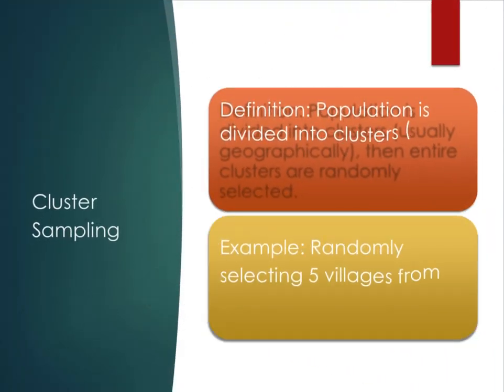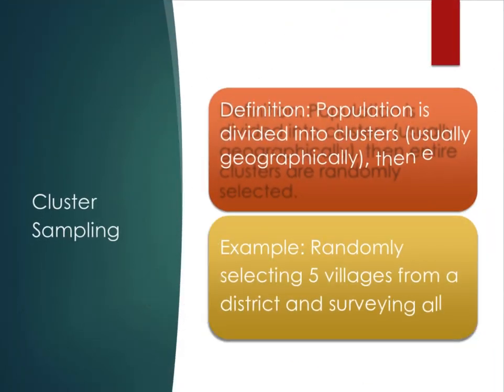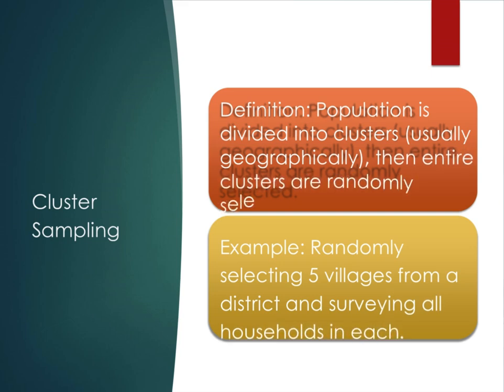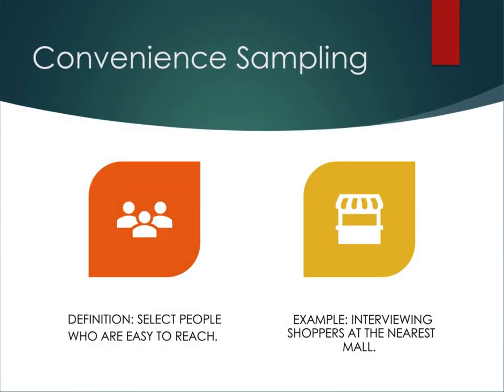Cluster sampling divides the population into clusters, often by geography. Whole clusters are randomly selected, like surveying all households in 5 chosen villages. Convenience sampling chooses people who are easy to reach. For example, surveying people at a nearby mall. It's quick but often biased.